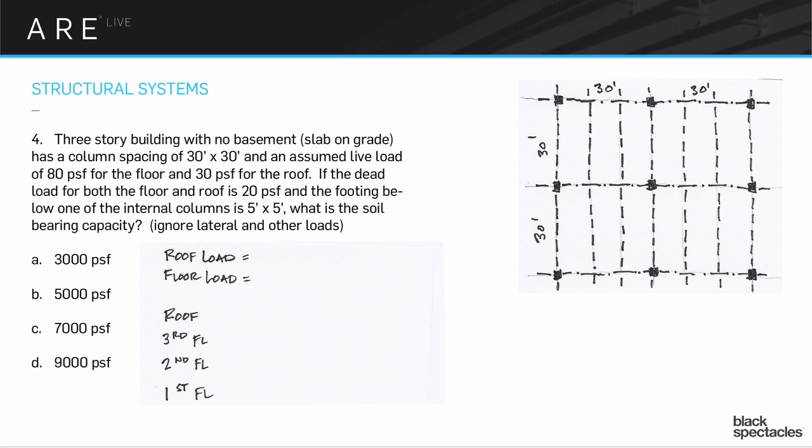So, okay, here, number 4, we have a 3-story building with no basement, slab on grade, has a column spacing of 30 by 30, and an assumed live load of 80 PSF for the floor and 30 PSF for the roof. If the dead load for both floor and roof is 20 PSF and the footing below one of the internal columns is 5 by 5, what is the bearing capacity? Like, what do we need to have in the soil? What bearing capacity do we need to have in that soil in order to make this be a safe building?